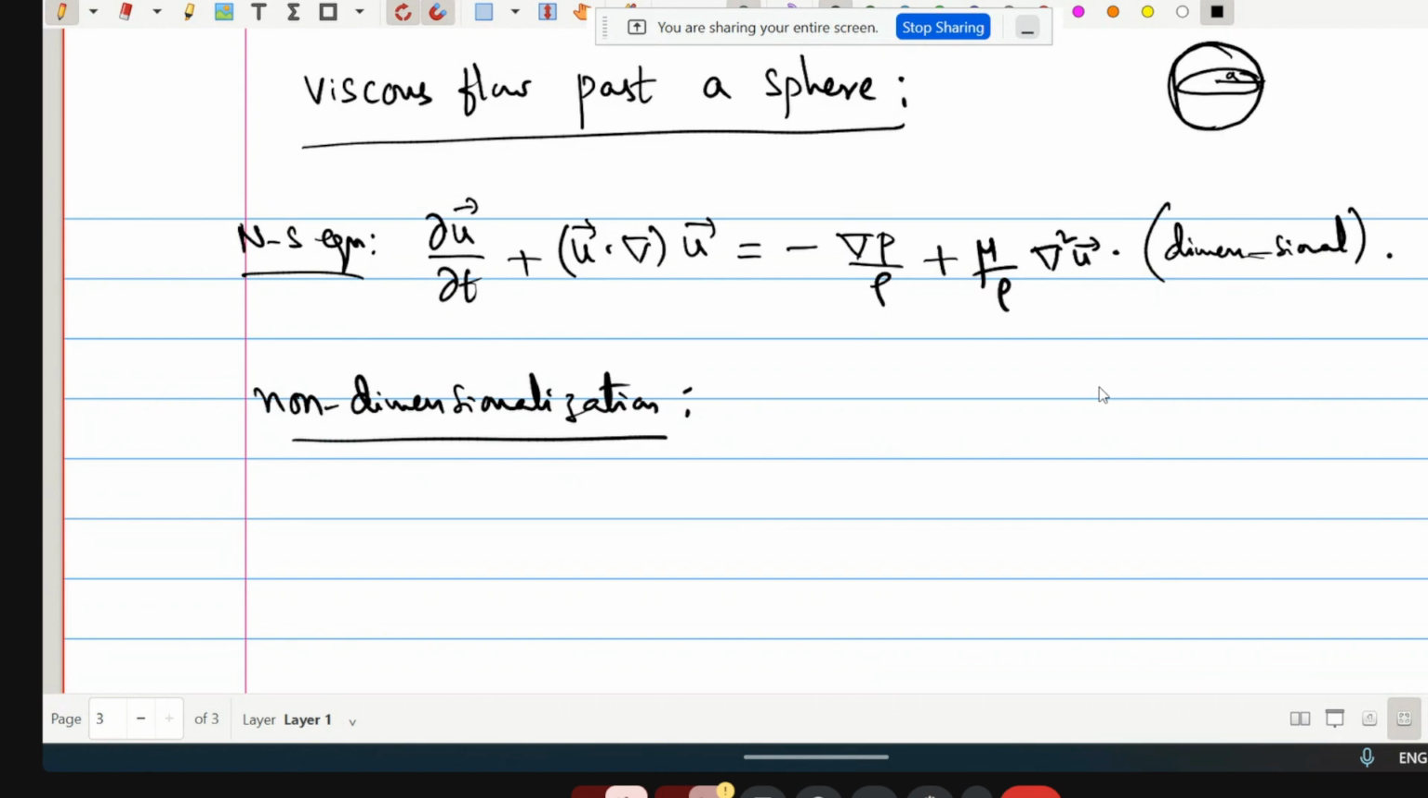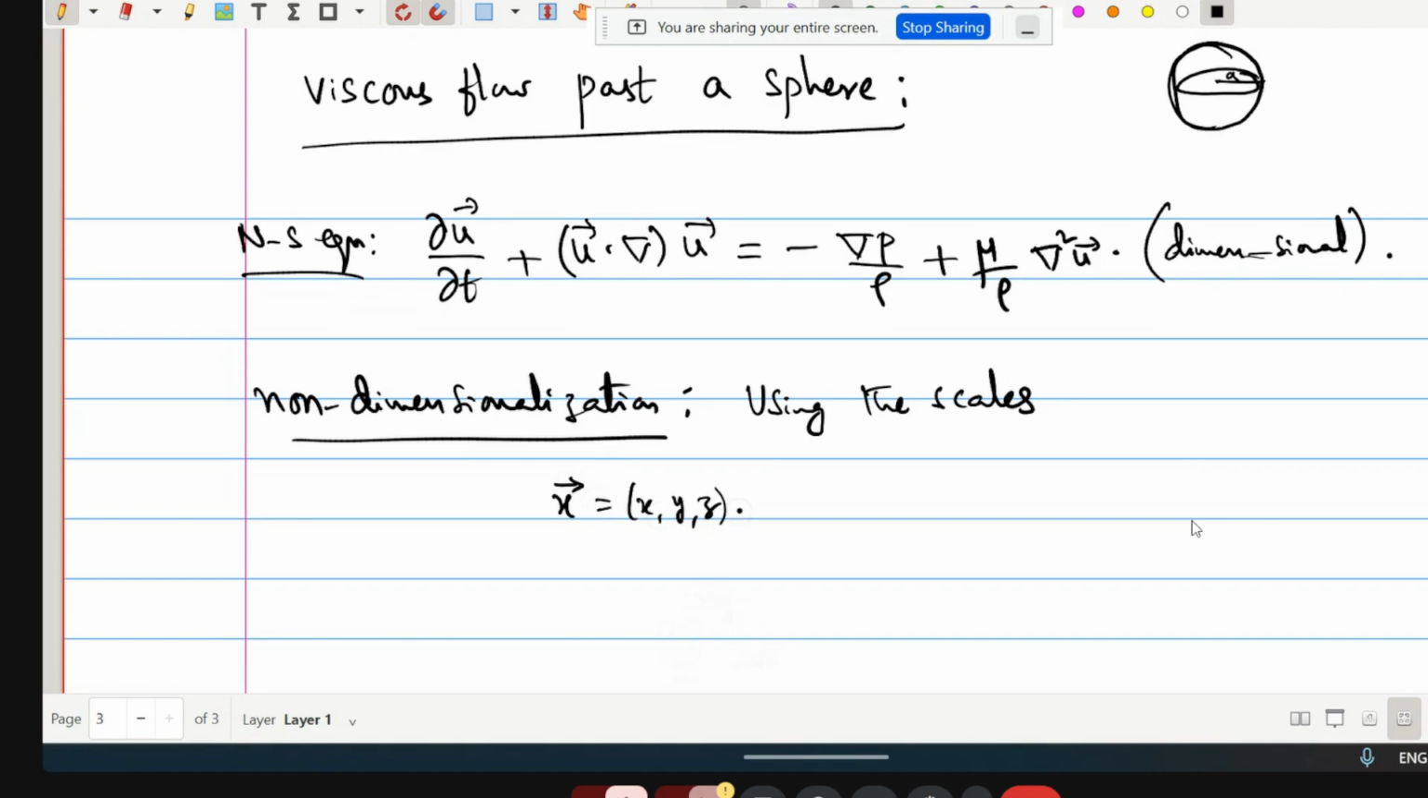So we use scales to define new variables. What do you have? X, Y, Z you have, right? X is the vector, so let me write it as X bar. X bar has my X, Y, Z.